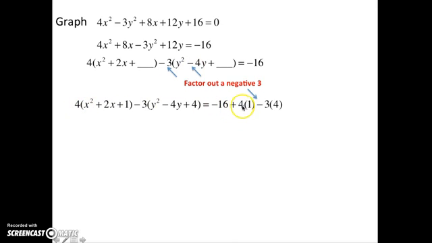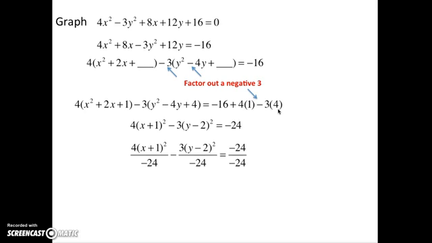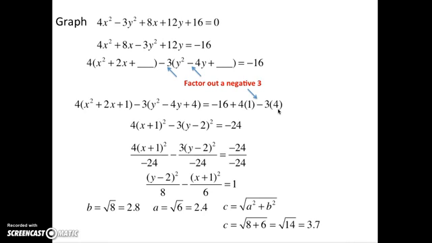And then we need to add 4 times 1 over here to the other side of the equation, and negative 3 times 4 to the right side of the equation. Remember that that 3 is negative. And then we keep solving, factoring, dividing by negative 24. Our final equation is (y minus 2) squared over 8 minus (x plus 1) squared over 6 equals 1. Our b value is going to be the square root of 8, so that's 2.8. Our a value is going to be the square root of 6, 2.4. And our c value is going to be the square root of 14, which is 3.7.